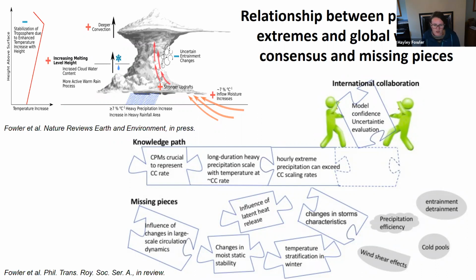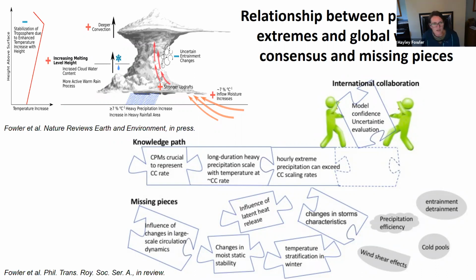And one of the largest of those really is thinking about the influence of changes to large-scale circulation dynamics. And I think this is where climate science is still crucial. We really need to understand what might happen to those large-scale dynamics to understand what might happen to flood risk in the future. The other things we really need to be thinking about are changes to storm characteristics and all sorts of other things that cause big feedback effects in storms.